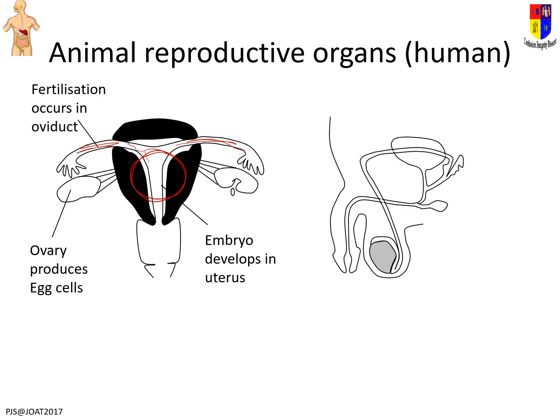For the male reproductive system, the only thing you're expected to know is that the sperm are produced in the testes, and that's it.